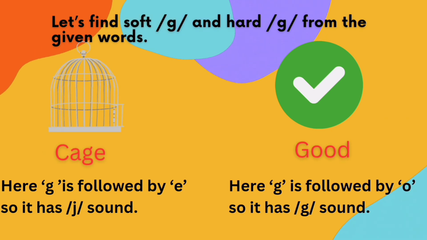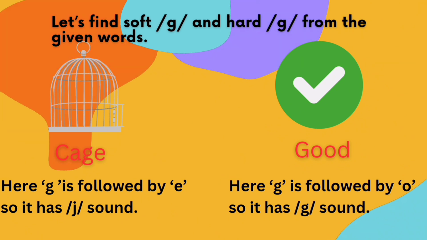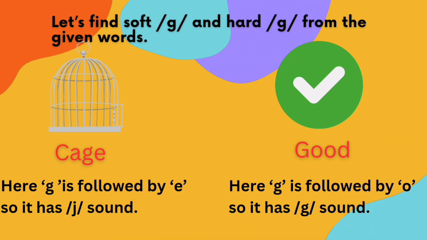Now let's find soft G and hard G from the given words. Cage. Here G is followed by E, so G has a soft sound, which is J. And in gourd, G is followed by O, so here G has a hard sound, which is G.